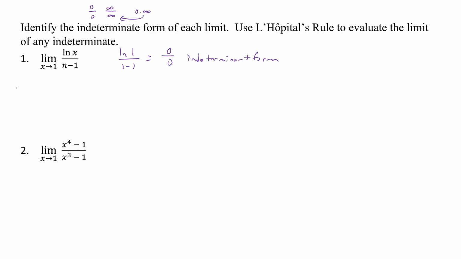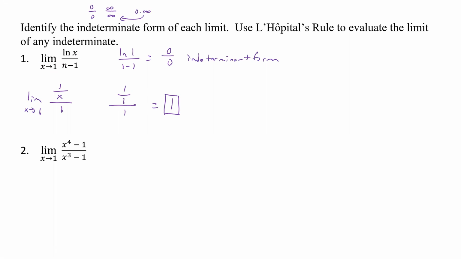So what we need to do then is take the derivative of the numerator over the derivative of the denominator. So that's going to be the limit as x approaches 1 of ln of x, whose derivative is 1 over x, over x minus 1, whose derivative is 1. Now we just plug in x is 1, so that gives us 1 over 1 divided by 1. Well, that just gives us 1. So that becomes our limit as x approaches 1 of ln of x over x minus 1.